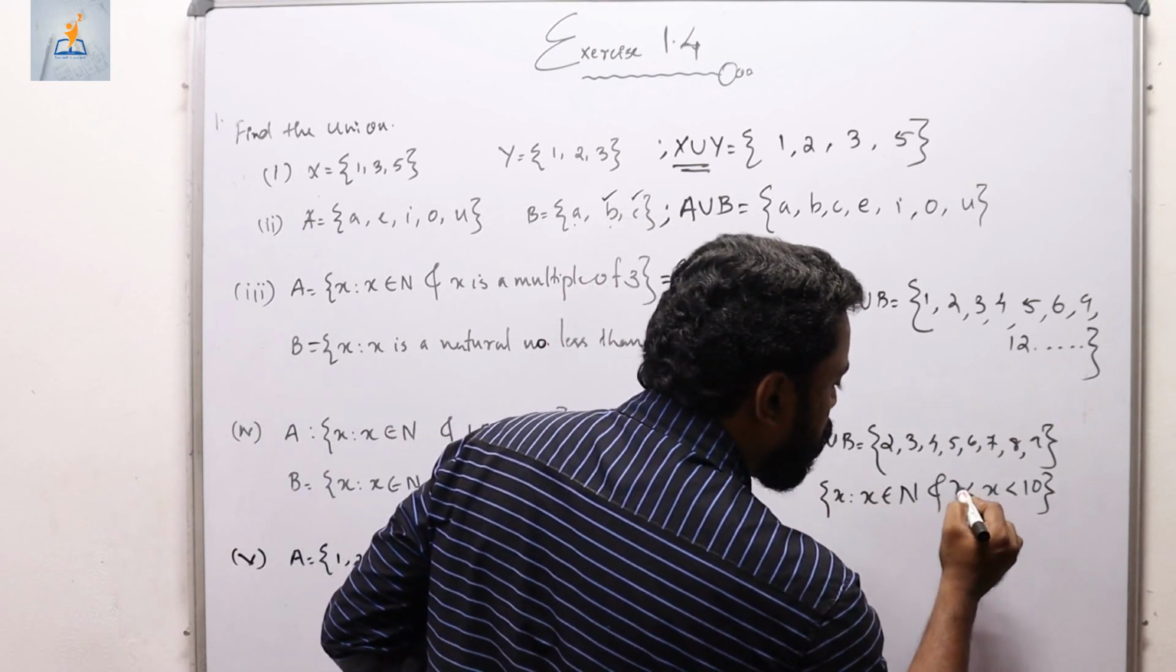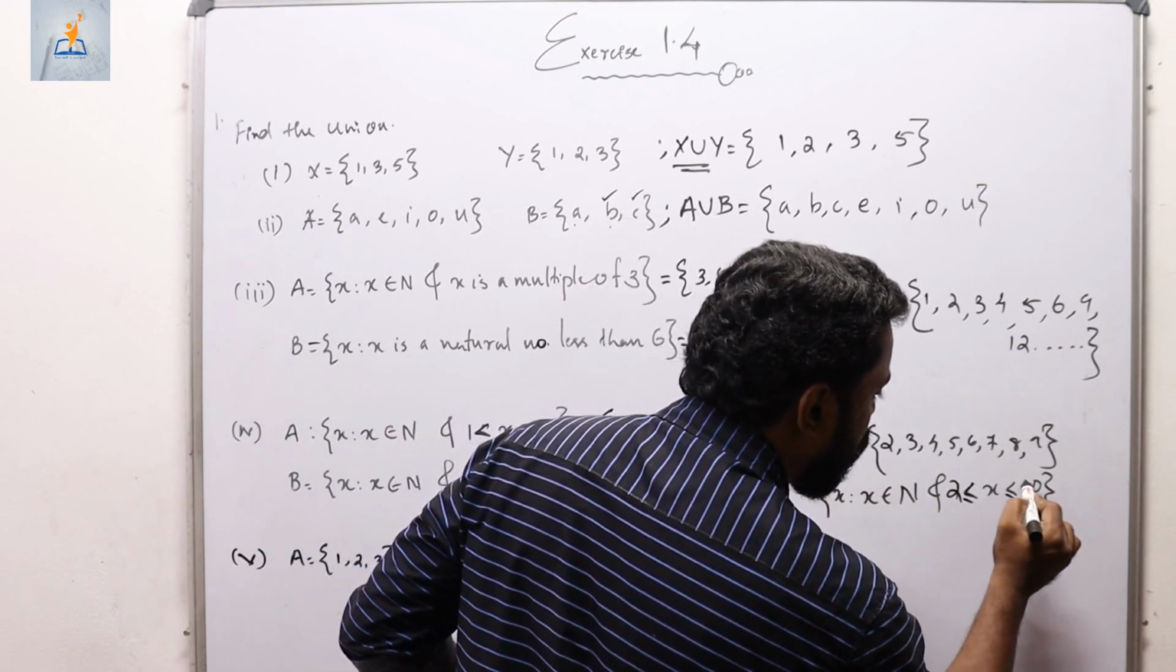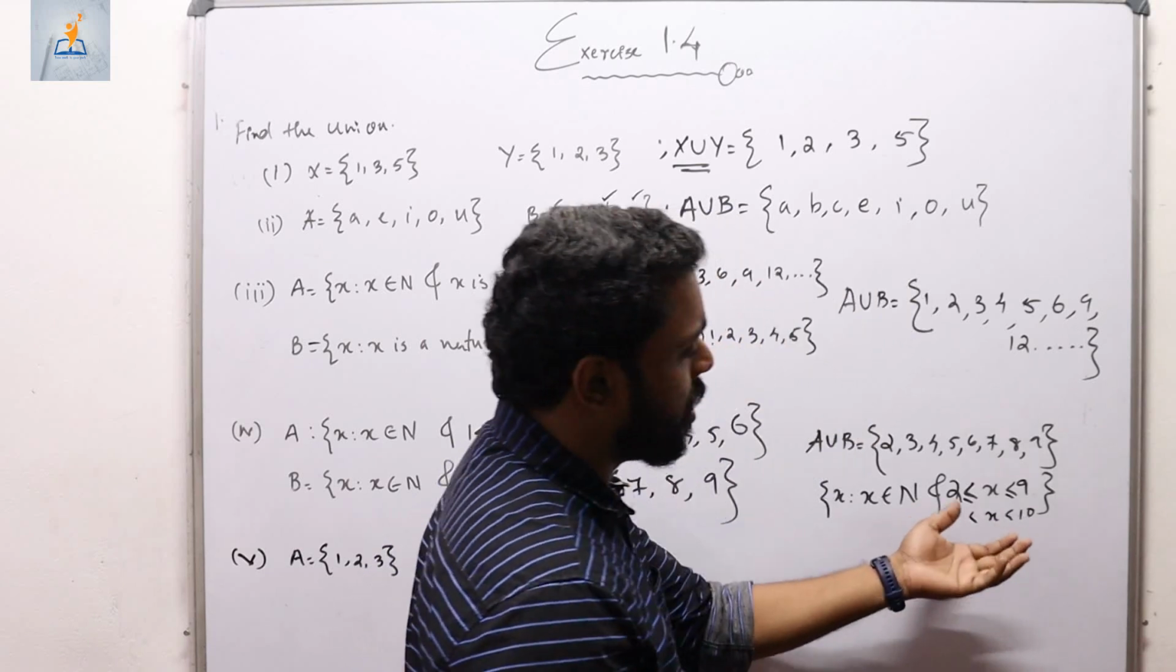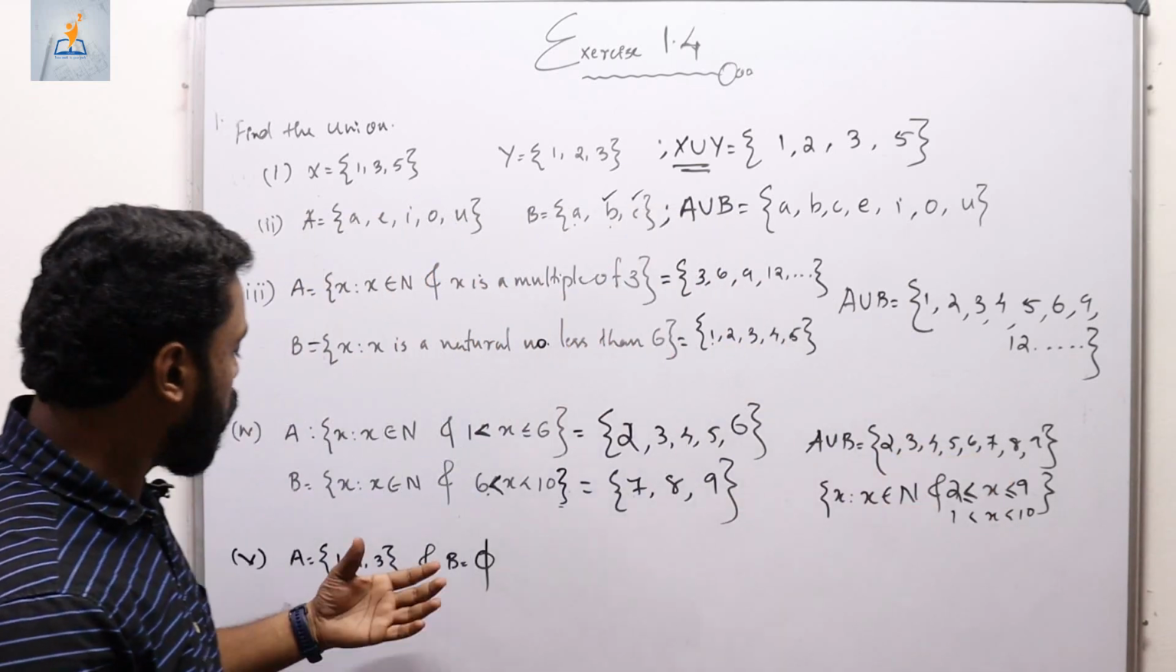Or we can write 2 less than or equal to x less than or equal to 9. Both of these are admissible, 1 less than x less than 10. You can write in either way. These are the same.